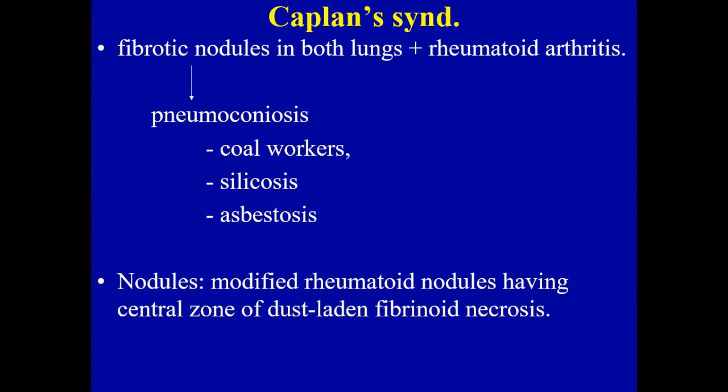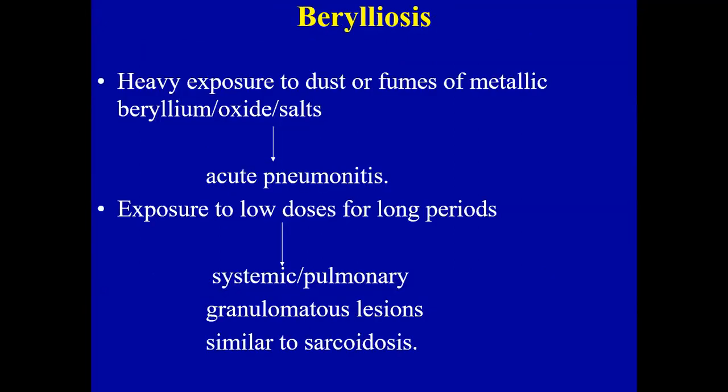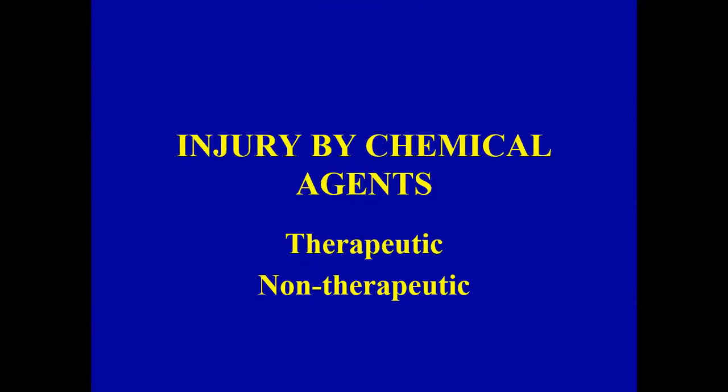أكو فد syndrome يسموه Kaplan syndrome اللي هو fibrotic nodule in both lungs with rheumatoid arthritis. يصير لنا بالكول ووركرز بالسيليكوسيس وبالاسبستوز. هذه النوديول it is a modified rheumatoid nodule having central zone of dust-laden fibrinoid necrosis. نجي على another type of coal worker pneumoconiosis is the Berylliosis. This requires heavy exposure to the dust or fumes of metallic beryllium or the oxide salt, leading to acute pneumonitis, and exposure to the low dose for long period leading to the pulmonary granulomatous lesion similar to the sarcoidosis. This is the environmental cause.